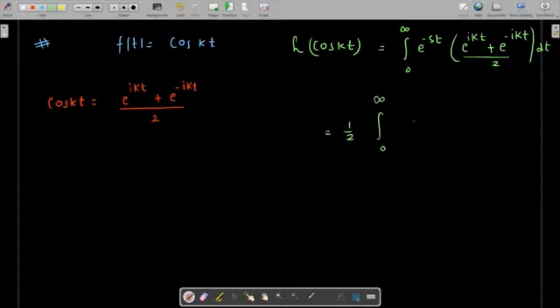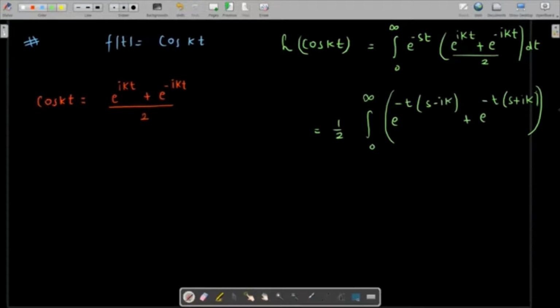If we open up the parentheses, we get e raised to, here we have t taken as a common factor, and we are left with ik minus s. In fact, what we can do is take minus t as a common factor. So we are left with s minus ik, plus e raised to minus t, again taken out, and we are left with s plus ik, and this complete expression should be integrated with respect to t.